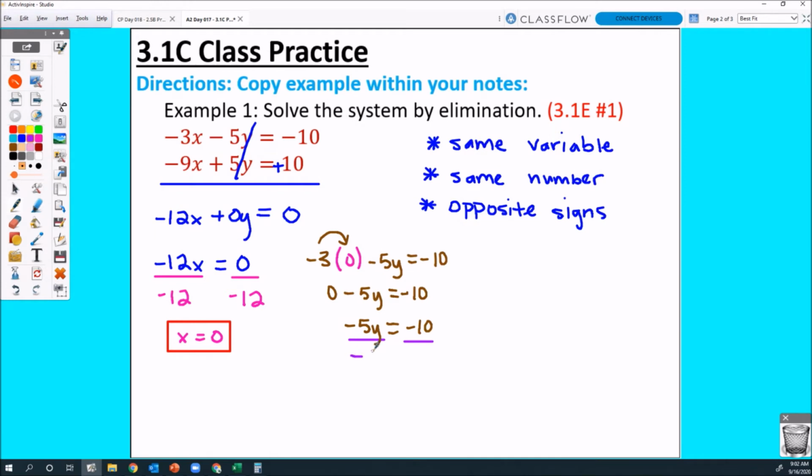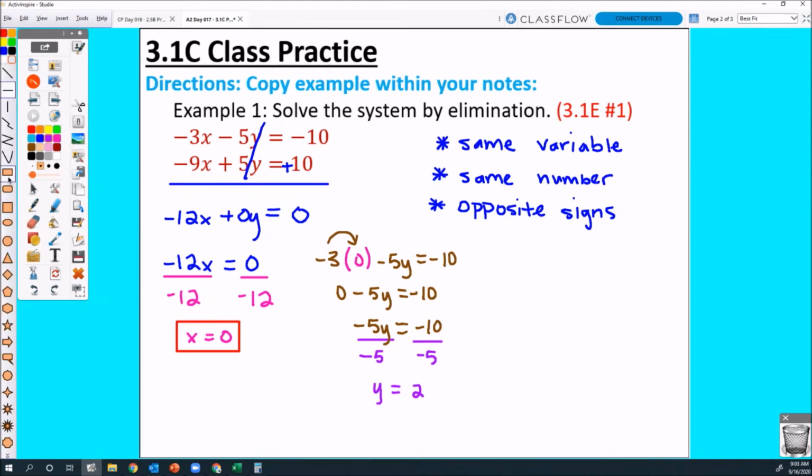So again, I'm going to divide both sides by negative 5. So on the left, it will be a positive y now. Negative 10 divided by negative 5 would be a positive 2. So there's my answer. Let me box that up.